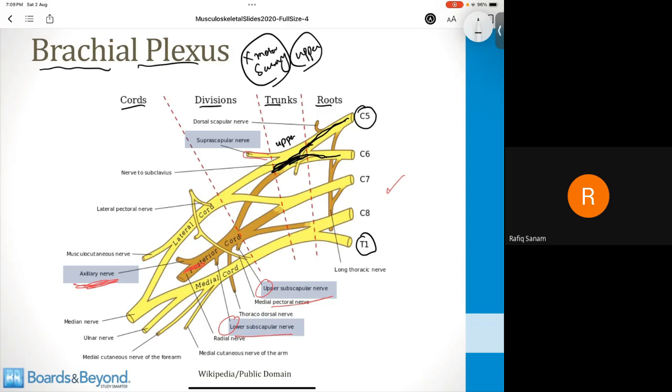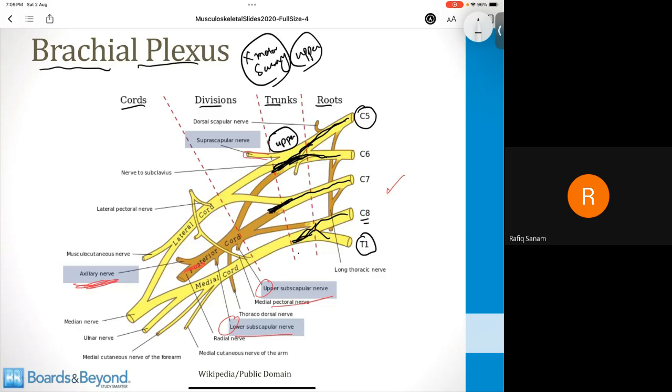Upper trunk. Your C7 is going to move just like that, giving you your middle trunk. And your inferior trunk is going to be, again, due to the combination of C8 and T1, collectively giving your lower trunk. So this upper trunk and lower trunk are really important. We are going to be discussing that in detail, right?